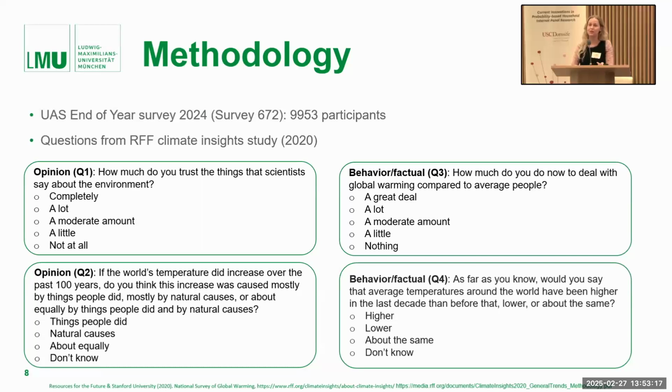And also, the second one is a bit of a tongue twister. If the world temperature did increase over the past 100 years, do you think this increase was caused mostly by the things people did, by natural causes, or equally by both things? So these are questions, and the last two are also on behavior of people, what they're doing to deal with global warming, and if the average temperature has been higher or lower in the last decade. Questions that we figured were rather complicated to answer.